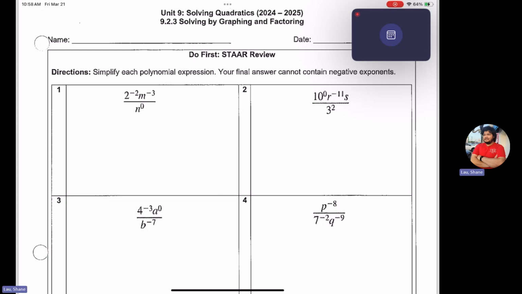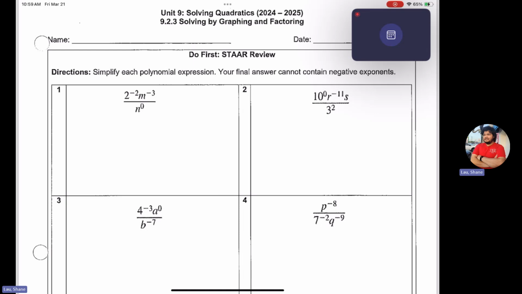In any event, we will look at all the components that we need to, and we'll start with the do first. So here it says that we need to simplify each polynomial expression. Your final answer cannot contain any negative exponents. We've had so many different kinds of issues with our exponents and exponent rules. Make sure you have your reference sheet handy with you. You can grab one from the back shelf. They are pink for us as well, so they're very easy to identify.